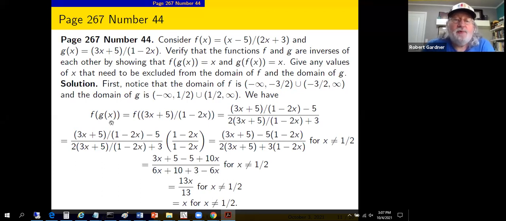So f composed with g, that would be f of g; we'll substitute the g function in. What does f do to an input? It takes the input minus 5, and divides it by 2 times the input plus 3. That's supposed to reduce down to x.